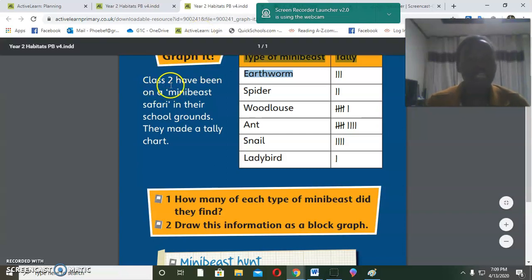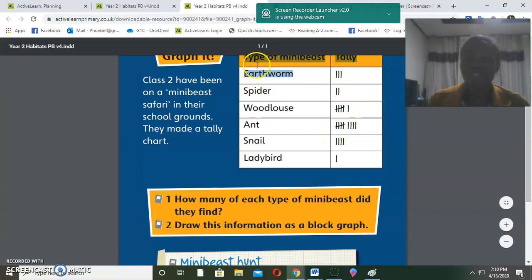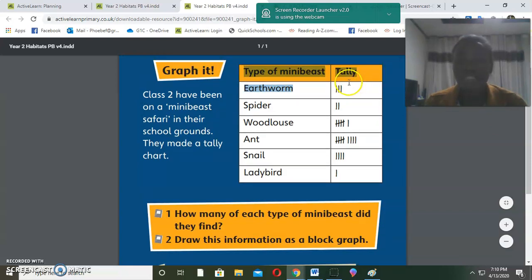Class 2 have been on a mini beast safari in their school grounds. They made a tally chart. I can remember the last time I was teaching, someone asked me, teacher, what is a tally? So that we know what a tally is. Okay, you can see the type 1. How many earthworms? You can see there's a tally over here, and the tally indicates that there were 3 earthworms.